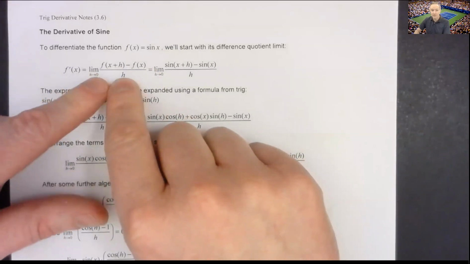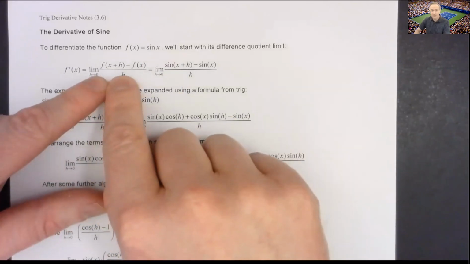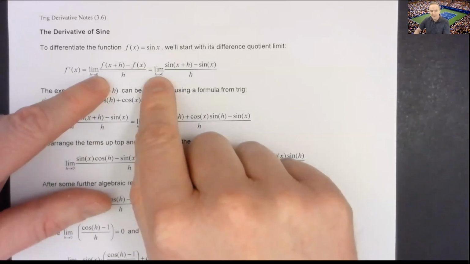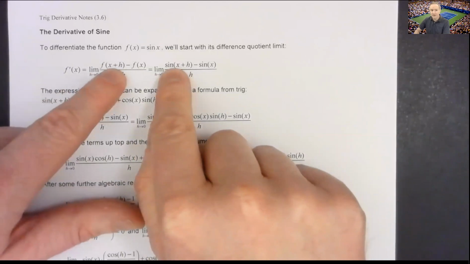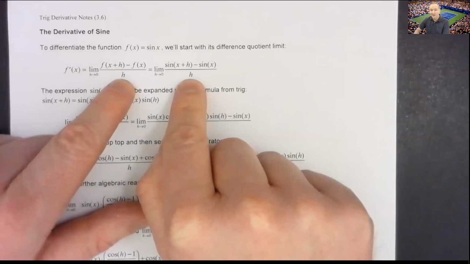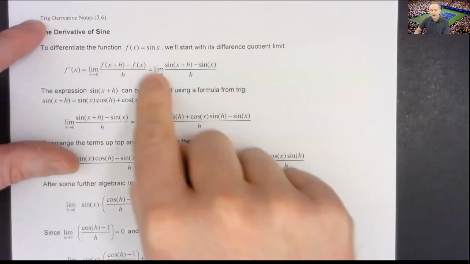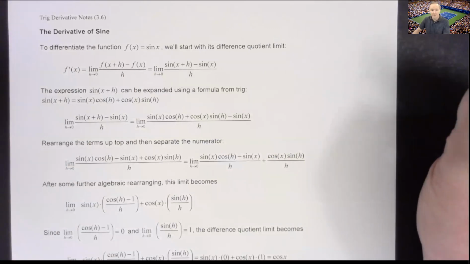Now, in our problem, f of x is the sine of x that we're trying to prove the derivative of. So this limit definition of a derivative becomes limit as h approaches 0 of the sine of x plus h minus the sine of x all over h. Now my goal is to simplify this limit definition of a derivative so I can show what the derivative of the sine of x is.